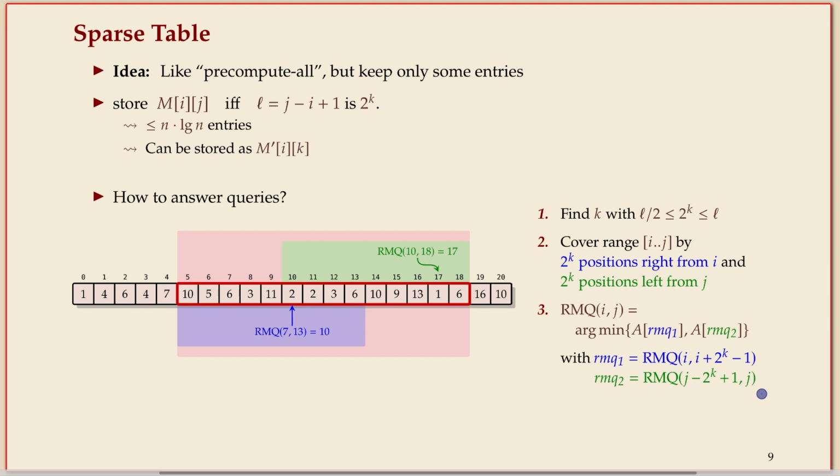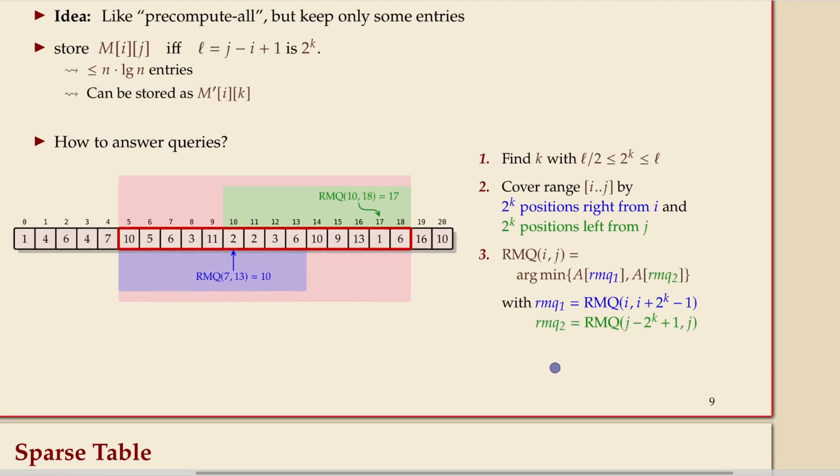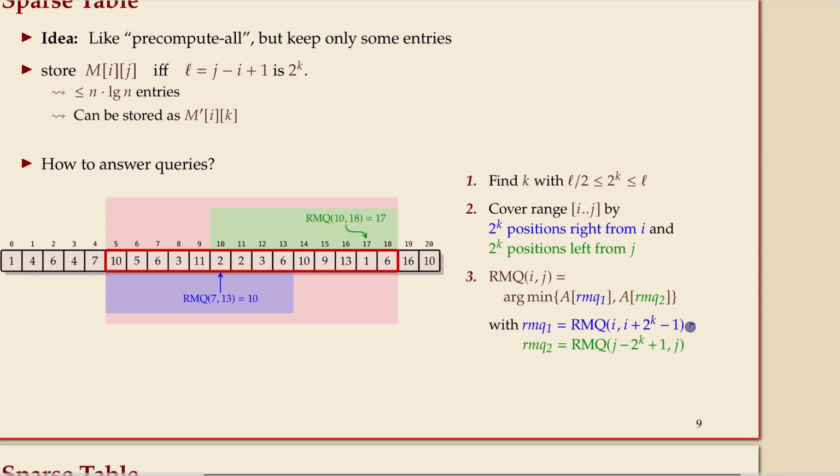And so, yeah, I guess I don't know if I can squeeze that here. The trick is that this is M prime of i, k, and this one's M prime of j minus 2 to the k plus 1, and then k. So both of these, the green and the blue value, can be looked up in our sparse table.